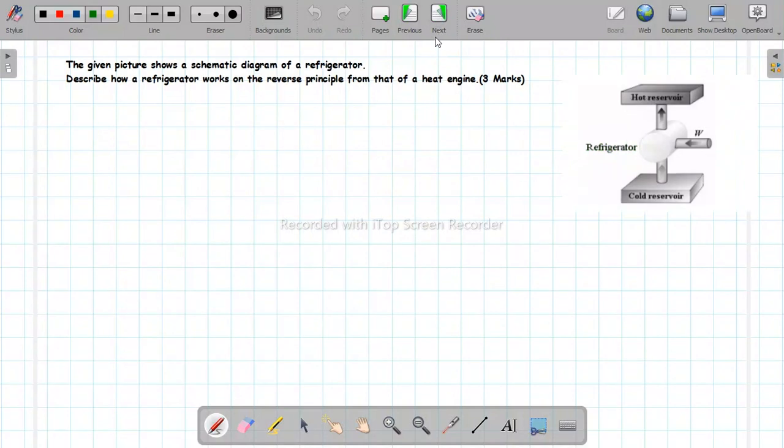Next, the given picture shows a schematic diagram of a refrigerator. Describe how a refrigerator works on the reverse principle from that of a heat engine. This is a refrigerator. A refrigerator is the reverse of a heat engine because in the case of a heat engine, heat flows from the hot reservoir to the cold reservoir, whereas in the case of a refrigerator, heat flows from the cold reservoir to the hot reservoir. In a heat engine, work is done by the system on the surroundings and therefore this arrow points outwards. Whereas in a refrigerator, work needs to be done by the surroundings on the system in order to force this heat to flow from the body at low temperature to the body at high temperature.